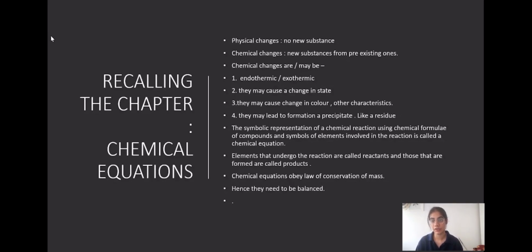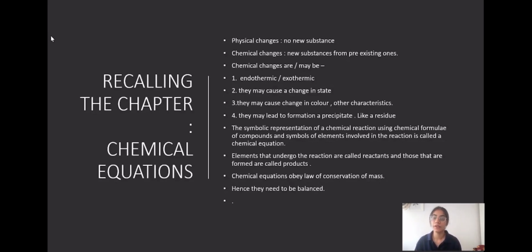In a chemical reaction or a chemical change, a change in state of the reactant may be caused. There may be a change in color or other characteristics may be involved. Even though most chemical reactions take place and new substances are formed, those substances that are formed may lead to a formation of precipitate, like a residue.